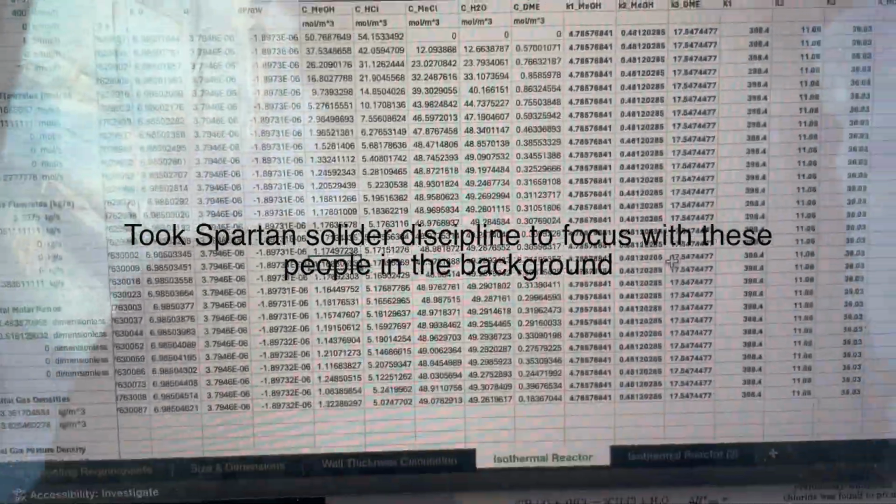9:40 a.m. Programming paradigms lab, programming paradigms lecture, and then some more reactor design. Let's get going. Lab done. Working on my reactor design.